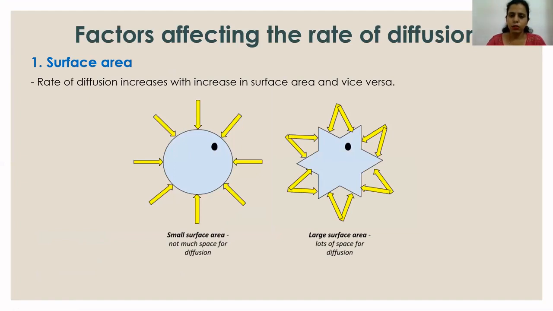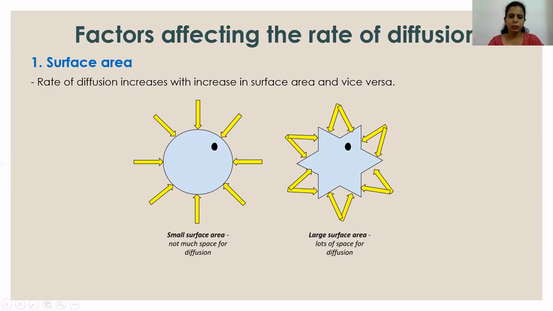The last topic about diffusion is factors which affect the rate of diffusion. Now the first very important factor which affects the rate of diffusion is surface area. So if surface area is more, the rate of diffusion increases. Rate of diffusion means speed of the diffusion process increases. And if surface area is less, the speed or rate of diffusion decreases.